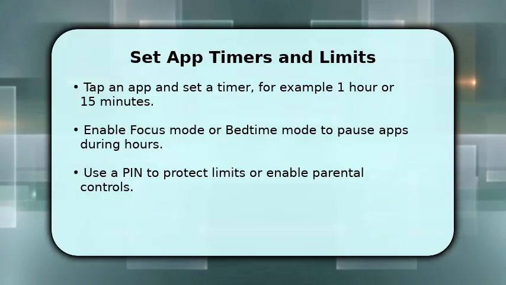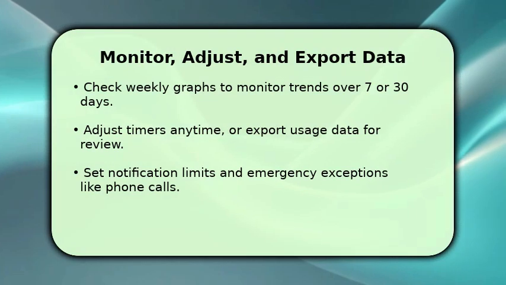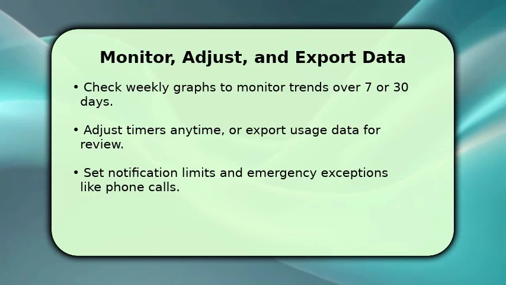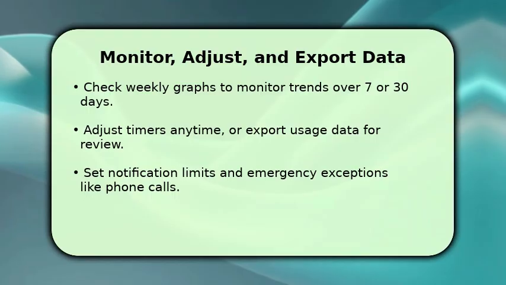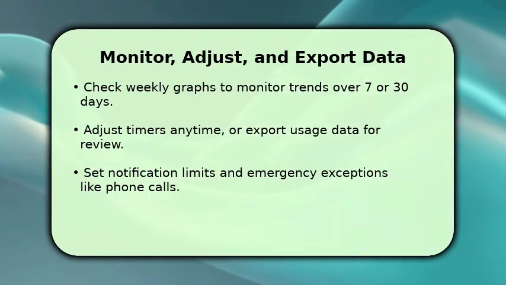Review the weekly and monthly graphs in Digital Wellbeing to monitor trends. Switch the view to 7 days or 30 days for broader comparison of habits. Adjust any app timers at any time from the list of apps and timers.